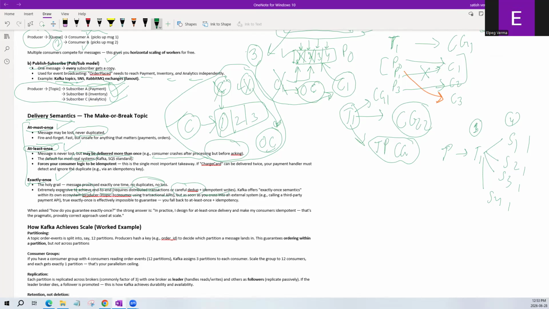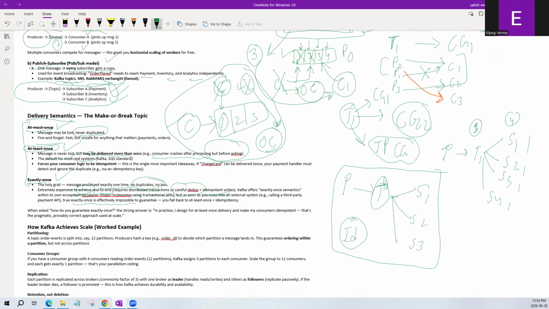Kafka offers exactly-once semantics within its own ecosystem: producer, topic, consumer, using the traditional APIs. But once you cross into external APIs, like calling a third-party payment API, exactly once is impossible to guarantee. Meaning, as I showed here, we have multiple subscribers. With an exactly-once policy, if this is one system, then we can manage by using our internal idempotency key.